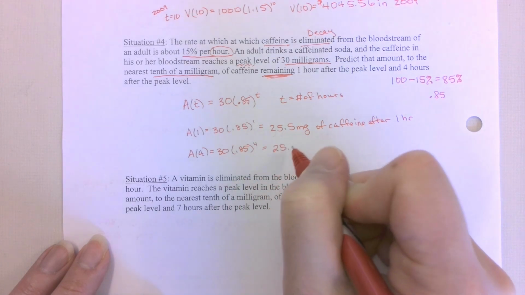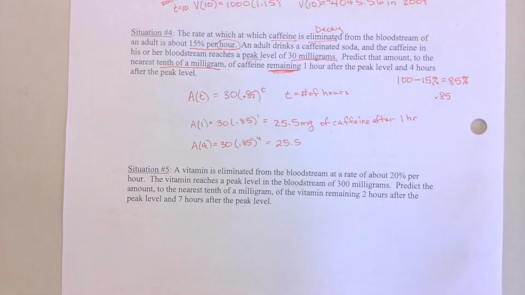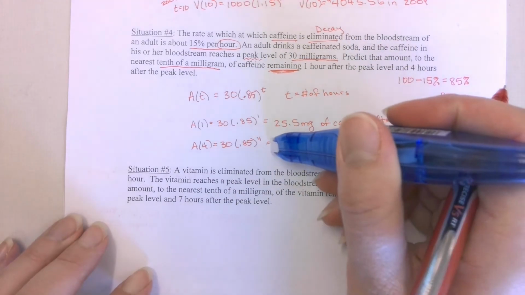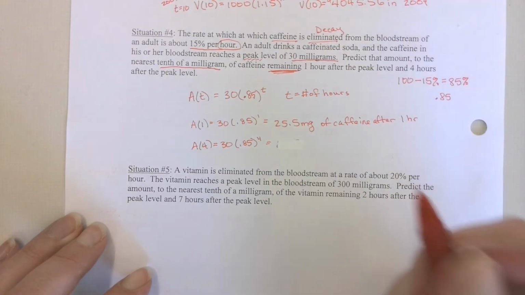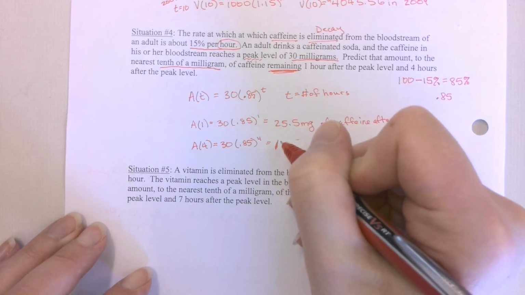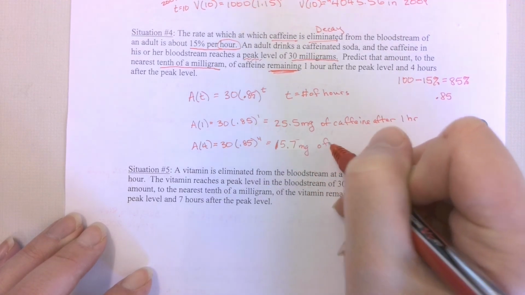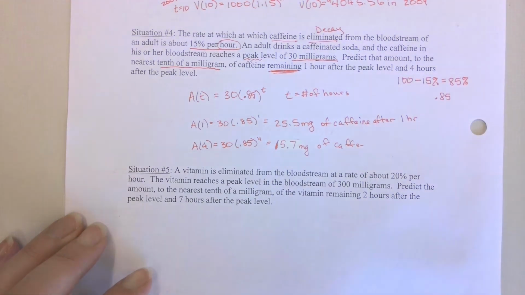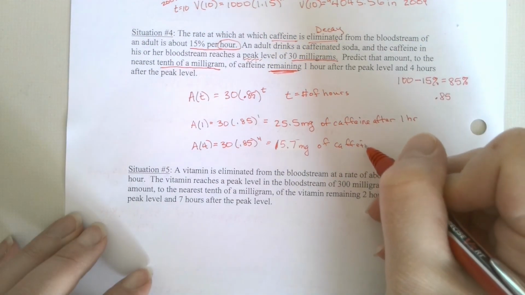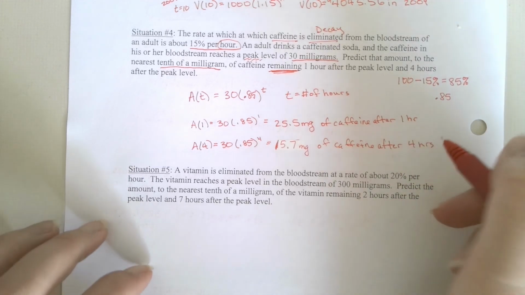All right, after 4 hours, we have 30 times 0.85 to the power of 4. So we put this in our calculator. We're going to get less. We're decreasing over time. After 4 hours, we get 15.7 milligrams of caffeine remaining after 4 hours.